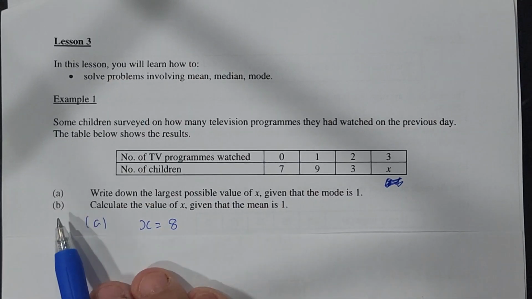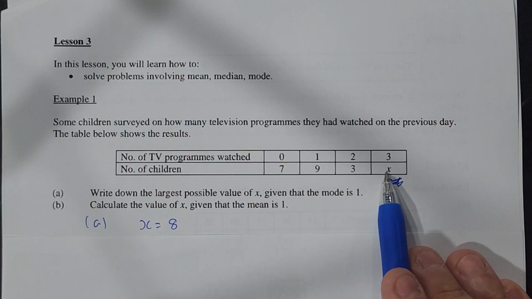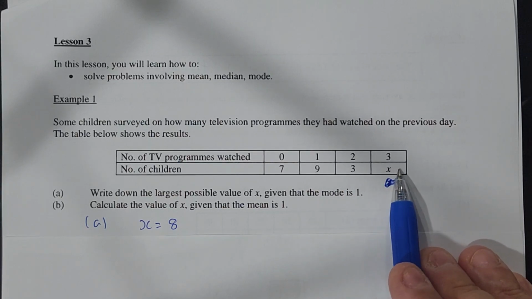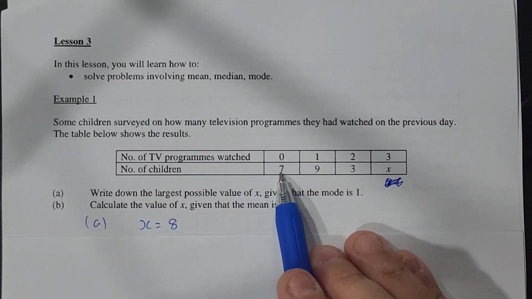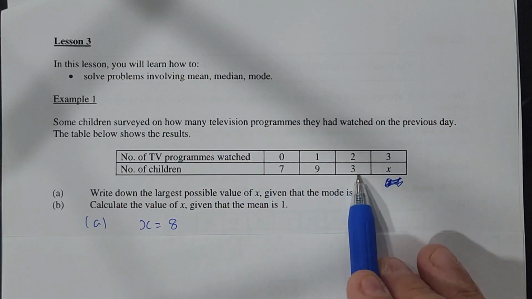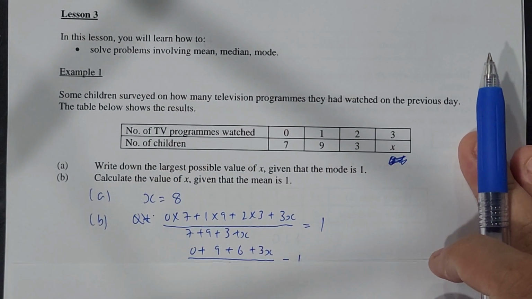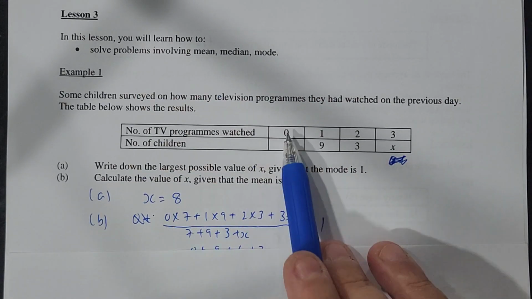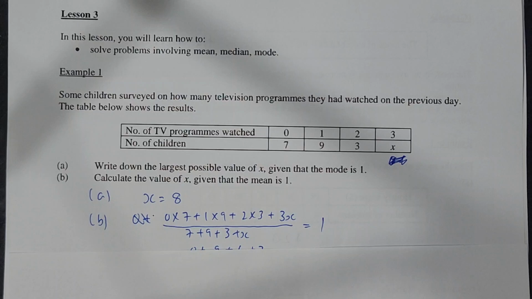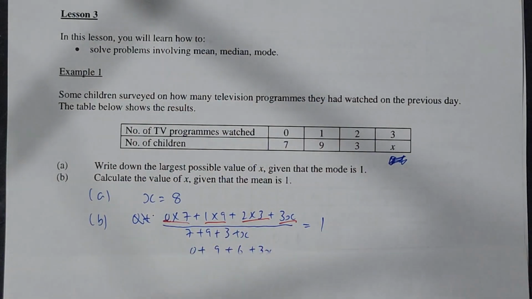Okay, part B. Calculate the value of x given that the mean is 1. So in this case, you treat x like a number. So if x is, let's say, a number 8, how would you calculate the mean? Multiply the columns together. Okay, recall first lesson. Multiply the columns together and divide by the total number here, right? So this is basically what I wrote. So I multiply them together. Okay, same thing, I'm going to use the red underline for those that multiply together. Okay, and then I add them together, divide by the total number.